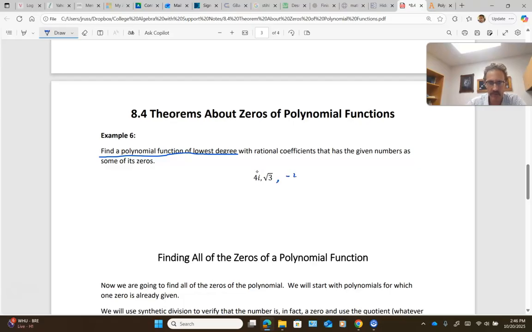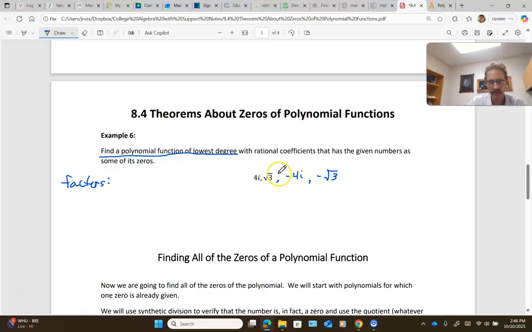And I'll list them. Negative 4i will be a 0 because it's the conjugate of 4i, and then furthermore, negative square root of 3 will be the other irrational 0. Okay, because those are conjugates as well. Alright, so we know we've got 4 zeros here. Now what we need to do is construct the factors because we know that the zeros come from the factors. And then once we know what the factors are, we can multiply them and we can reobtain that polynomial.